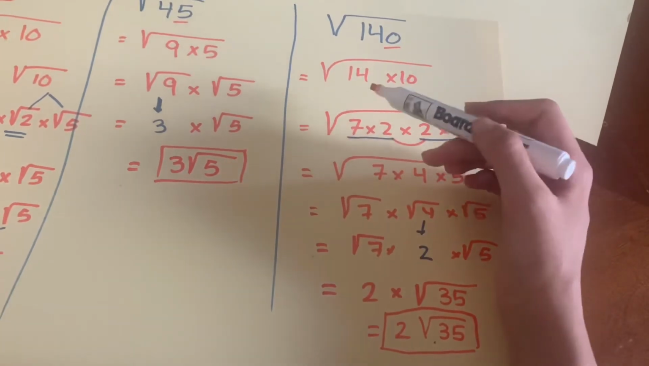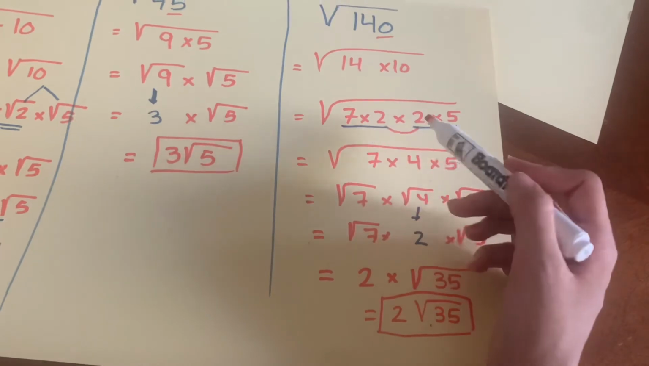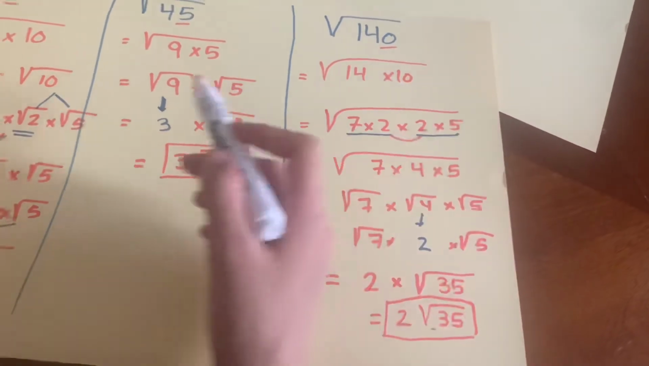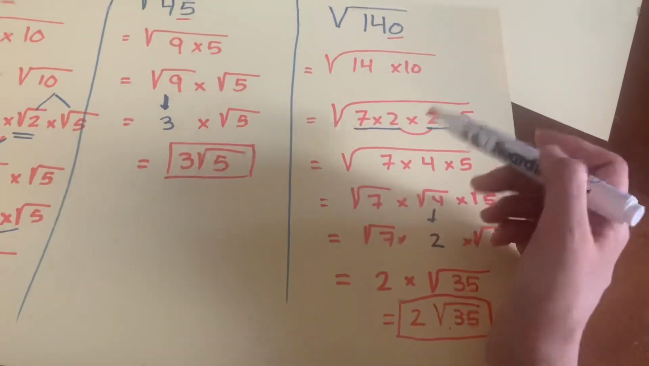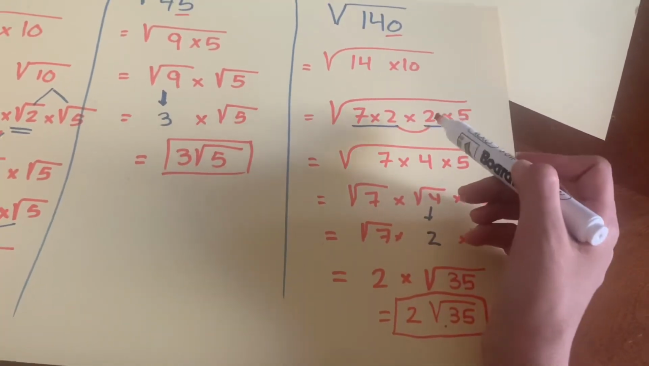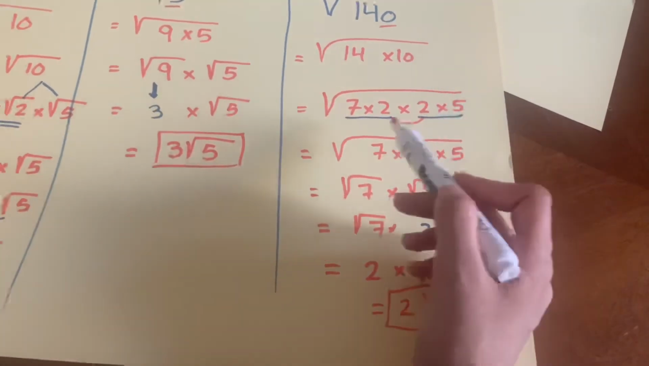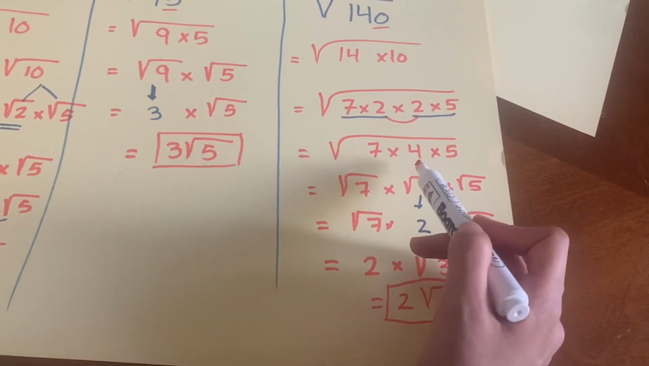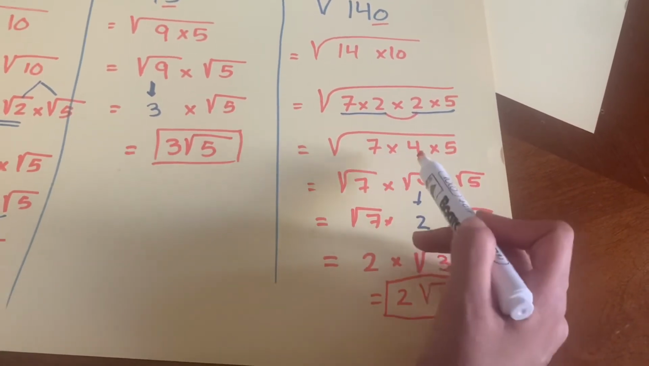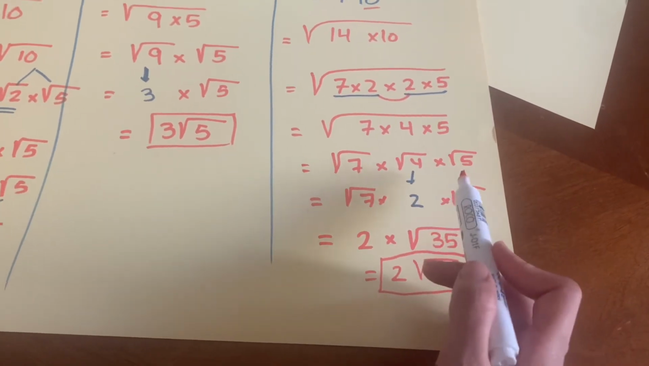Square root of 140, it's the square root or radical 14 times 10. So here you see I can split them like here, or you can split them from before, and I'm showing you the 2 ways. So this is 7 times 2 times 2. 7 times 2 is 14, and 2 times 5 is 10. But 2 times 2 is 4. So this is radical 7 times 4 times 5. Or you can split them, radical 7 times radical 4 times radical 5.